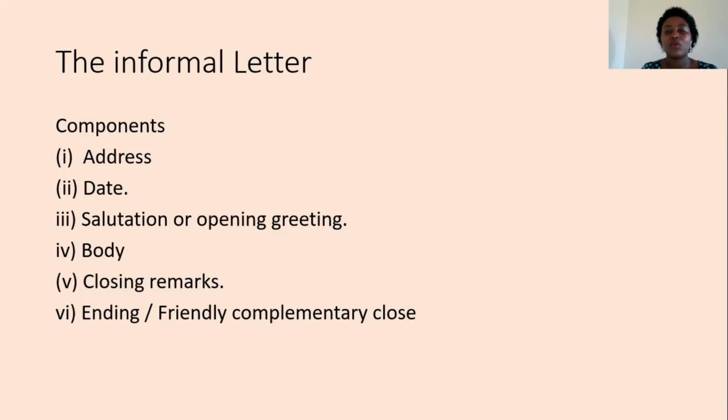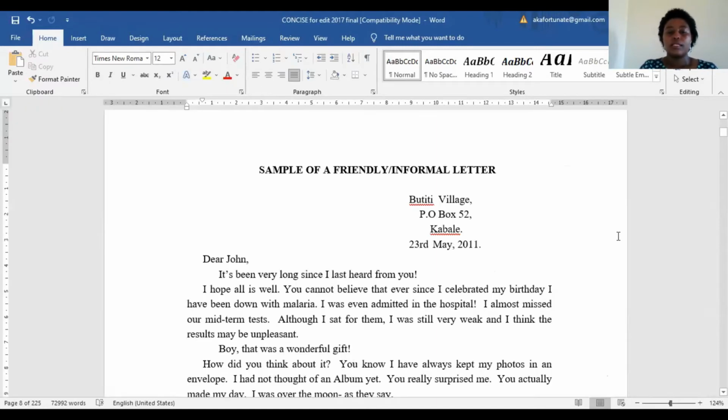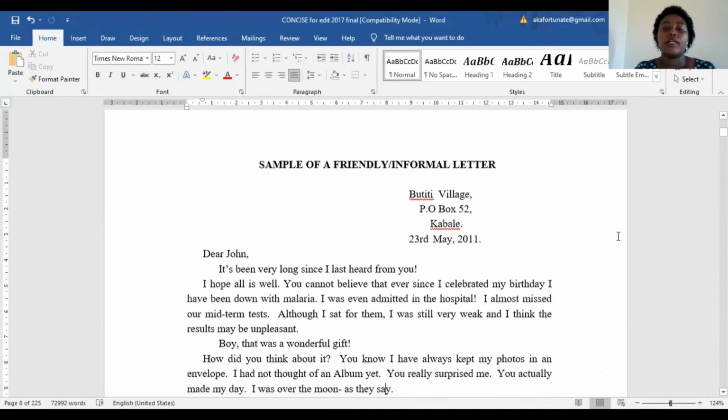Now, I'm going to give you a sample of a letter. I'm going to get it from my book. Those of you who know about Concise O-Level English, that is a book I have written, and that is where I'm going to show you a sample of a friendly letter. So I'm going to share a different screen now. I'm taking you right into the book. So this is a sample of a friendly letter.